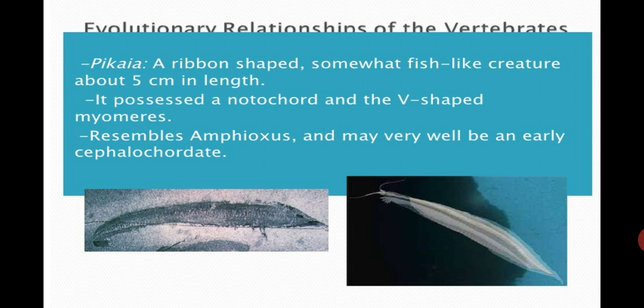So Pikaia is an organism which is a ribbon-shaped, somewhat fish-like creature about 5 cm in length. It possesses a notochord and V-shaped myomeres. It resembles the Amphioxus and may very well be an early cephalochordate.